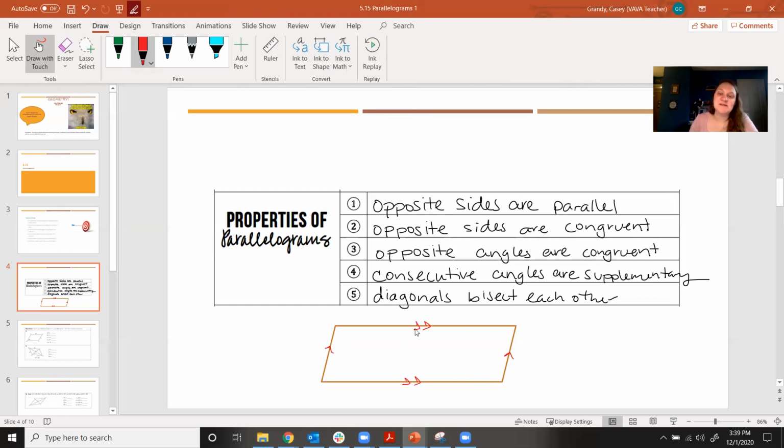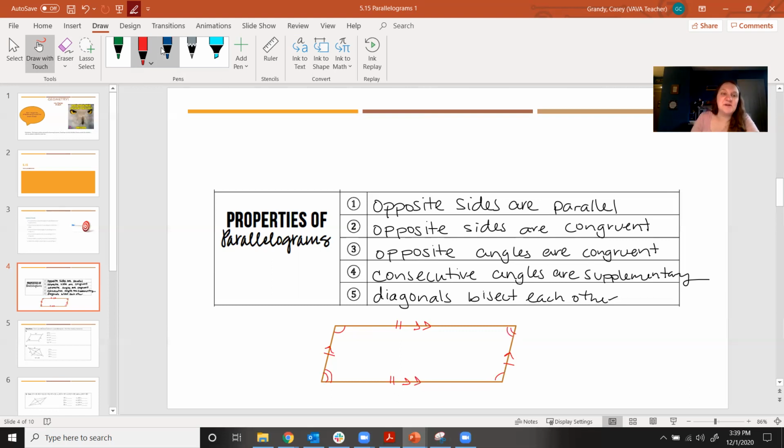It also says the opposite sides are congruent. So this side is congruent to this side, and this side is congruent to this side. Opposite angles are congruent. So this angle is opposite this angle, so they are congruent. And this angle is opposite this angle, so they are congruent.